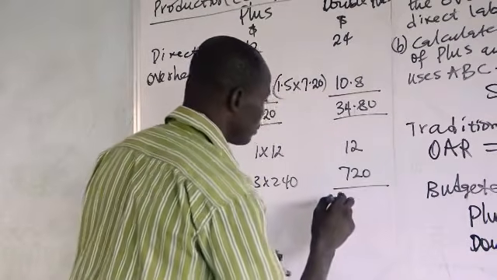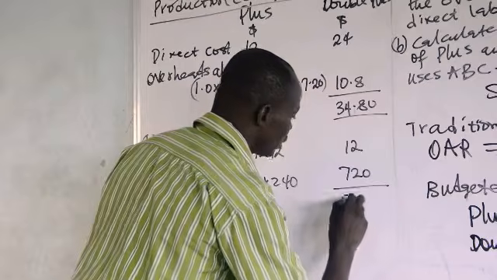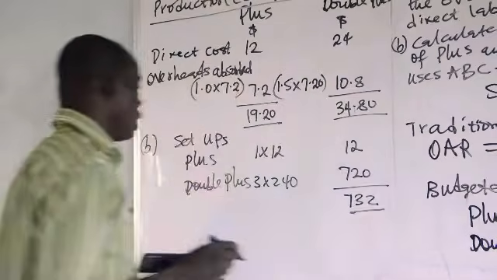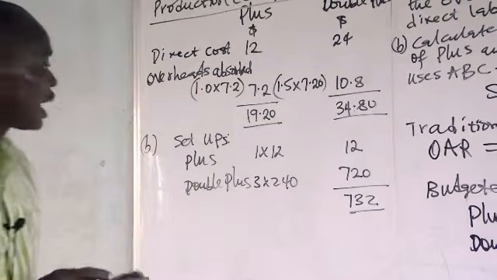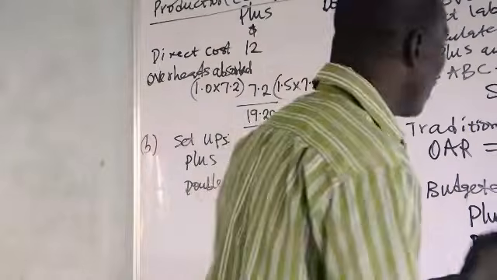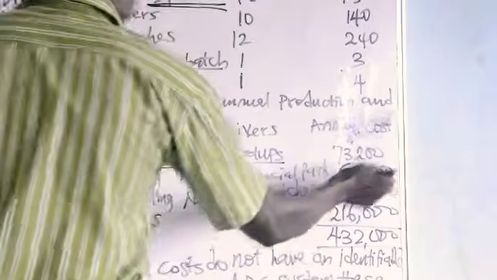And the total will be 732 setups. Now, the overheads attributable, overheads related to setup, is 73,200.